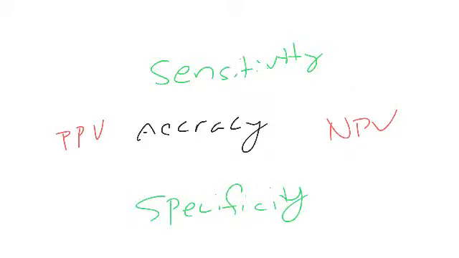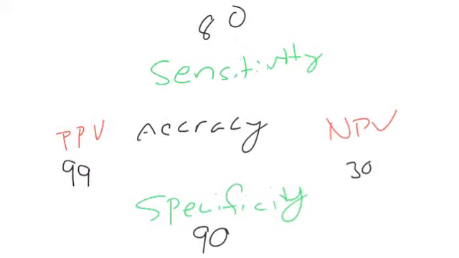Okay, if you have a sensitivity of 80, and so let's just write these down. I'm just making up numbers. So we're going to say our positive predictive value was 99%. Our negative predictive value, I said 30%. Our sensitivity is 80. And our specificity is, somebody give me a number. 90. That'd be good. All right, good. Okay, it's got to be between 80 and 90.